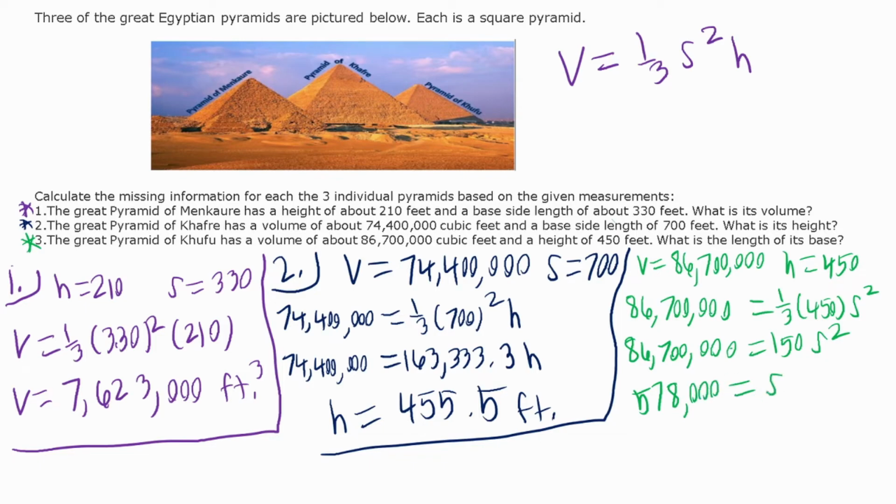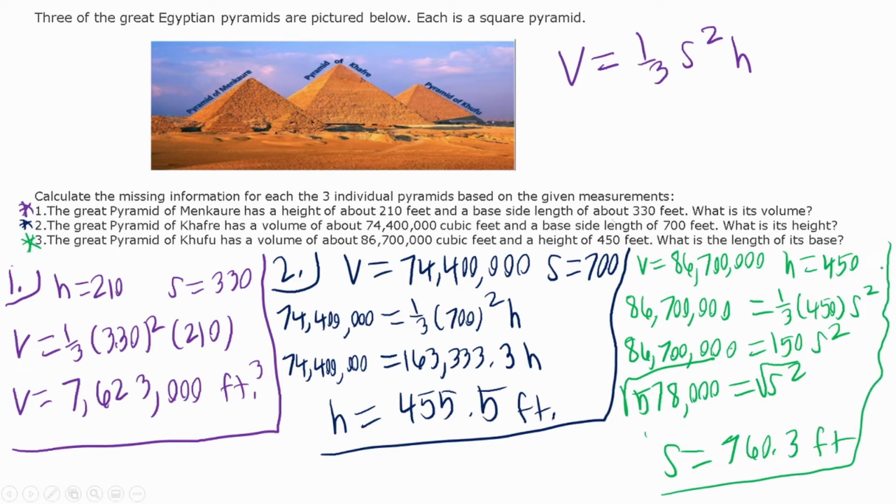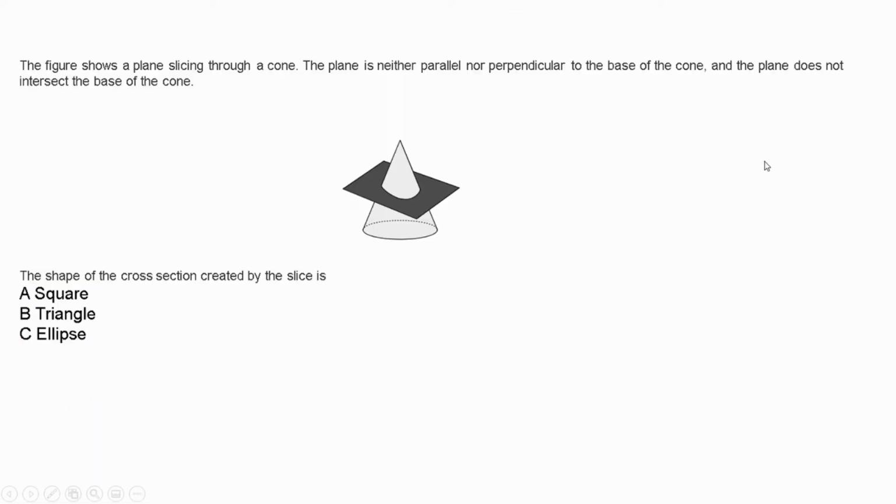578,000 equals S squared. Now we got to take the square root of both sides so we could get S by itself. So put it in my calculator, 578,000, and we get about 760.3 feet. And there is our final answer. We did all three of these little problems within this problem.